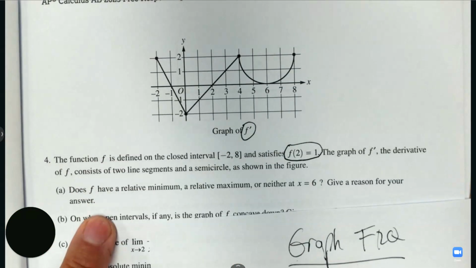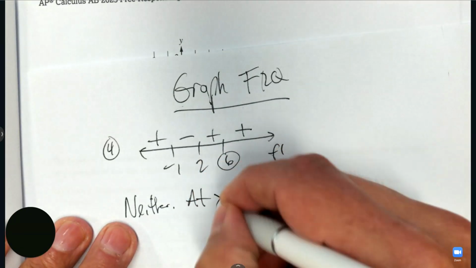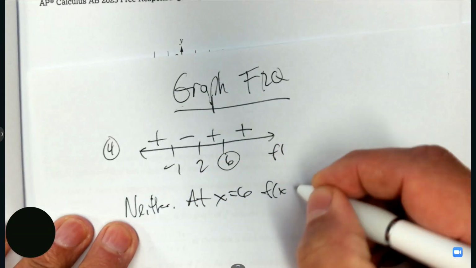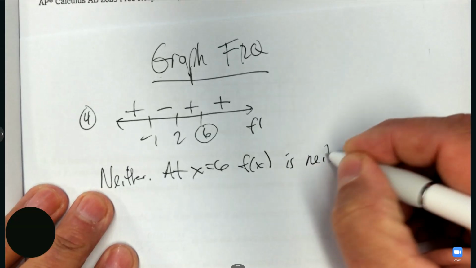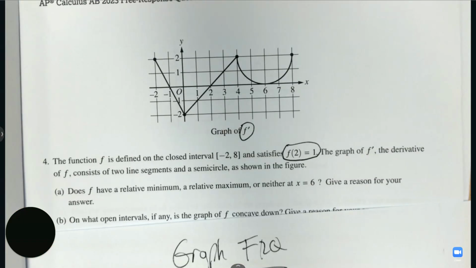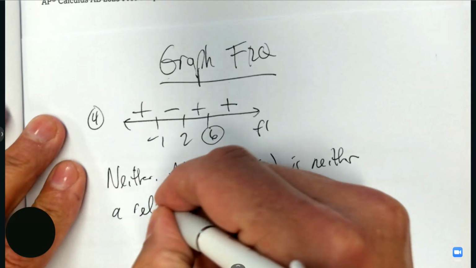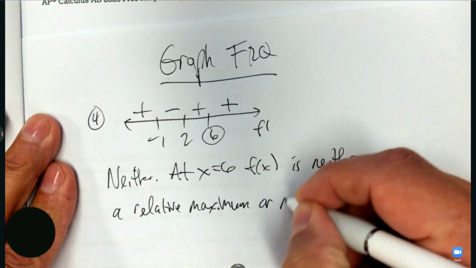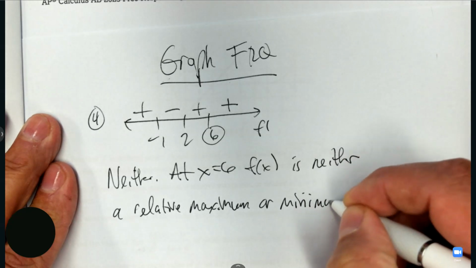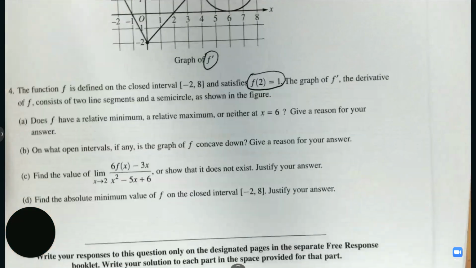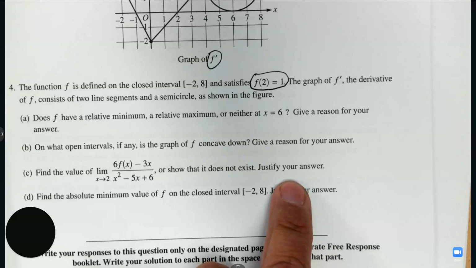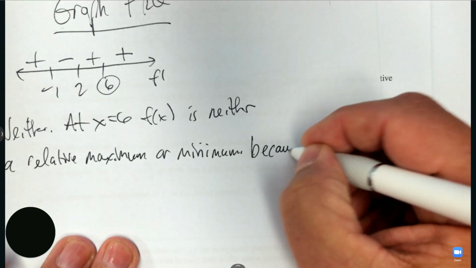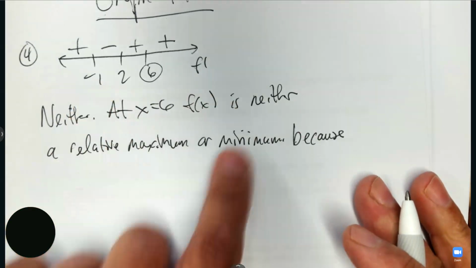So I've got to make sure I read the question. So I'm going to write down x equals 6. f of x is neither a relative max or min. Now, when it says give a reason or justify your answer, you have to say the word because. Okay? Write down the word because. So this is my answer.